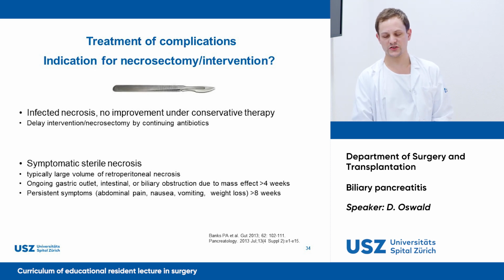There's another indication to do an intervention: symptomatic sterile necrosis. It's typically a large volume of retroperitoneal necrosis. If you have an ongoing gastric outlet, intestinal, or biliary obstruction due to the mass effect of this necrosis after 4 weeks, you should perform an intervention. Or if you have persistent symptoms such as abdominal pain, nausea, vomiting, or weight loss after more than 8 weeks, you should perform an intervention too.